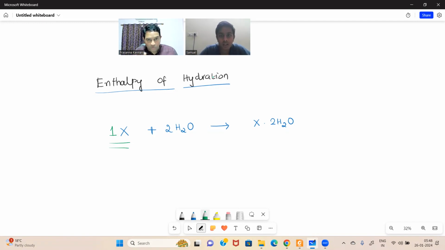So I am skipping the definition. How would the definition go? The heat change involved in hydration, not formation, of 1 mole, not 1 molecule, of the substance. Is that clear? Yes. For example, anhydrous copper sulfate, consuming 5 moles of water, becoming hydrated copper sulfate, let's say. How many moles of copper sulfate is undergoing hydration? 1 mole. Right.